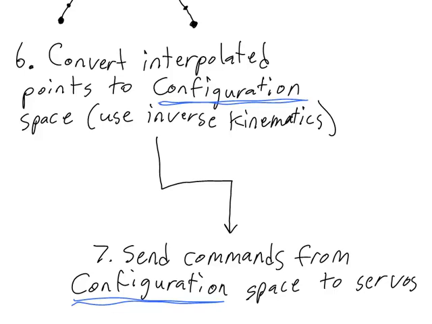Remember that in the configuration space, we have all of the points that we want the end effector to be in expressed in terms of the joint variables, the thetas or the d's. So those points can be directly sent to our actuators.